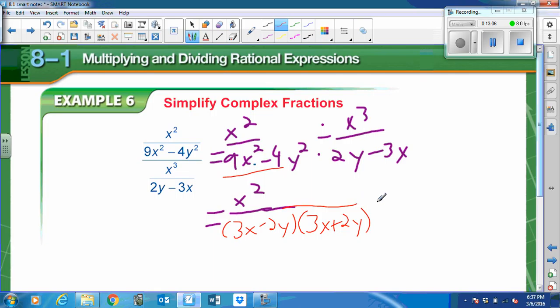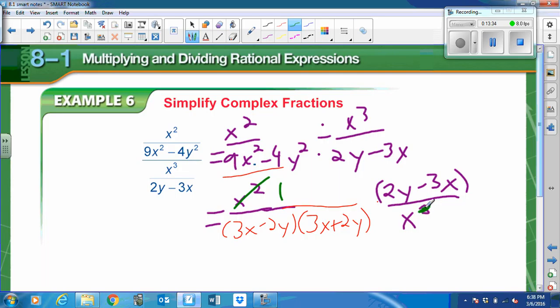And then we need to dot flop, and so this is going to become 2y minus 3x over x cubed. And this fraction on the right hand side is already fully factored, so we can actually start canceling from here. And the x's are easy. We can see that we have x squared that's going to go away, and we're just going to be left with x in the denominator.